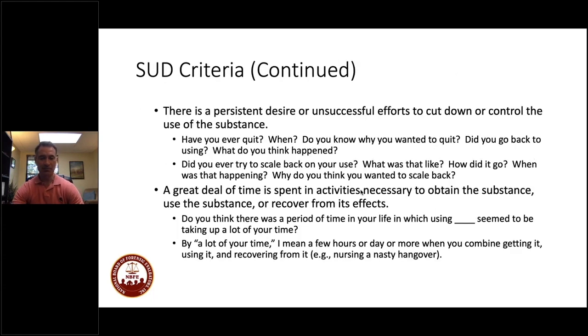The second symptom is a persistent desire or unsuccessful efforts to cut down or control the use of the substance. Pay attention to the word or. When you see or instead of and, that means you can have one or the other instead of you have to have both. So either there's a persistent desire or there are unsuccessful efforts to cut down or control.